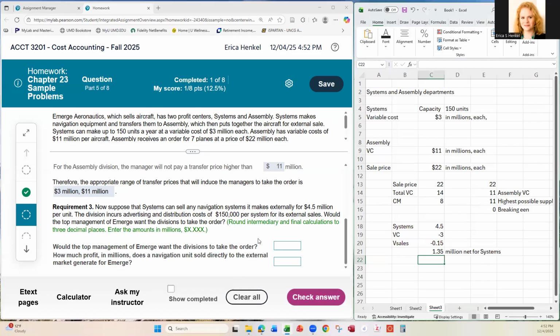So would we take that order if we had the capacity? Heck yes, we would. How much profit in millions do we earn? That would be the 1.35 million. Just showing this: 4,500,000 minus 3,000,000 minus 150,000 gets us 1,350,000. All I did was take the zeros off here.